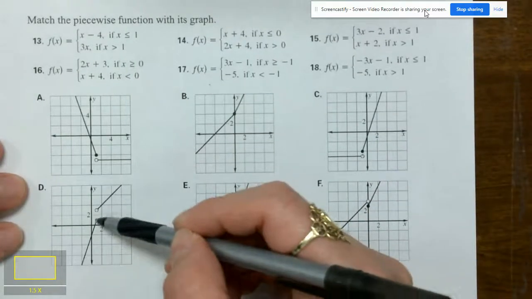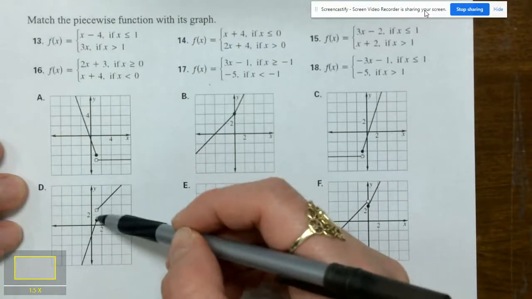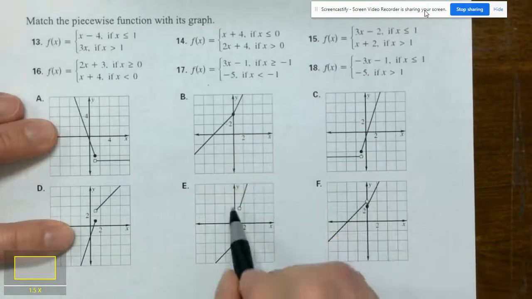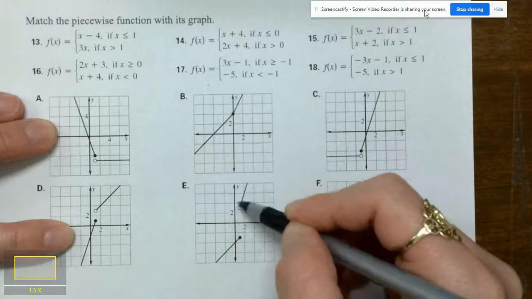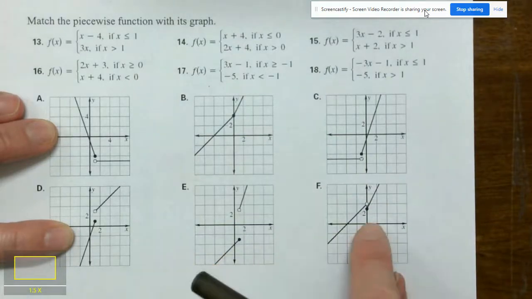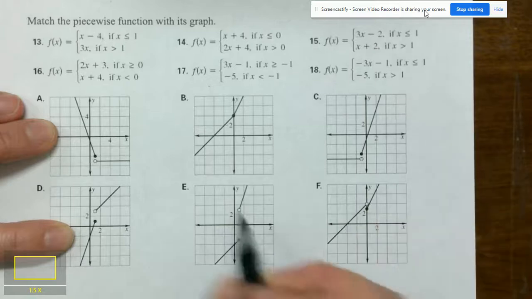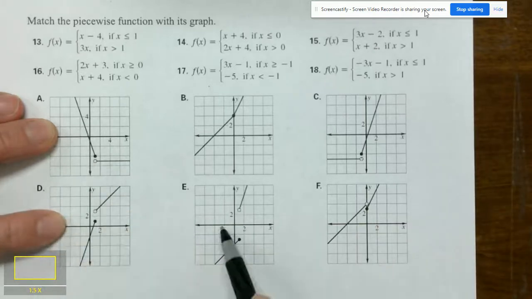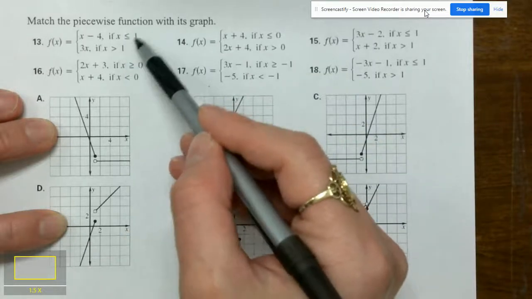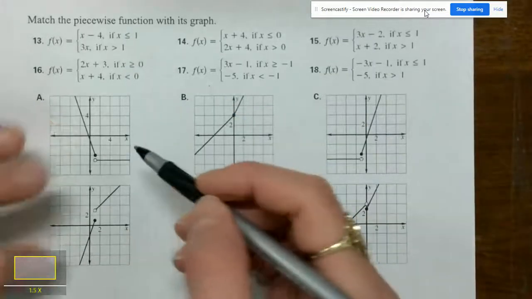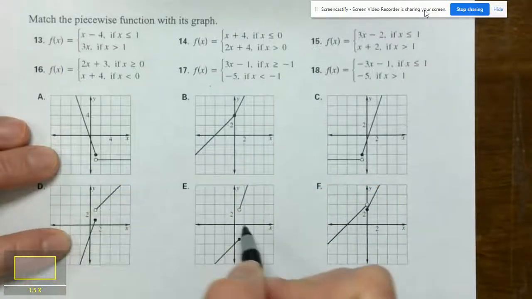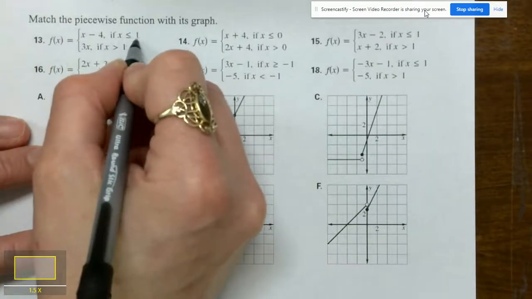D. Now D is around 1, so I've narrowed it down to A and D. What about E? Is E around 1? Yes, it is, so that's a possibility. But F is around 0, so I've narrowed it down to A, D, and E. So it can't be these 3 just by looking at this number. All right, so A, D, and E are my choices. Now, of those choices, let's evaluate at 1.